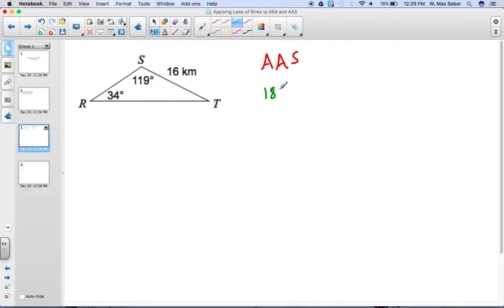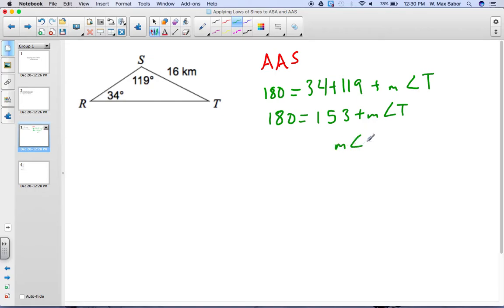Say that 180 equals 34 plus 119 plus the measure of angle T. So we add these together, 153. So the measure of angle T equals 27 degrees. Typically we'll see them all in degrees, but occasionally it might be in radians. Then step 3 is to set up the law of sines and then solve.